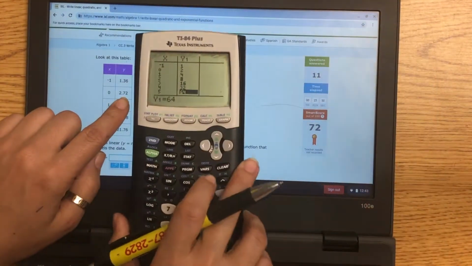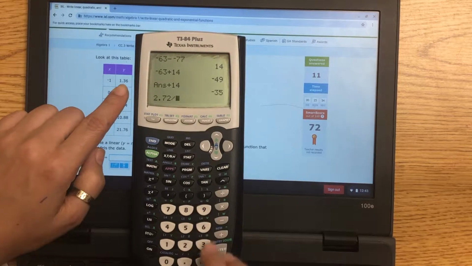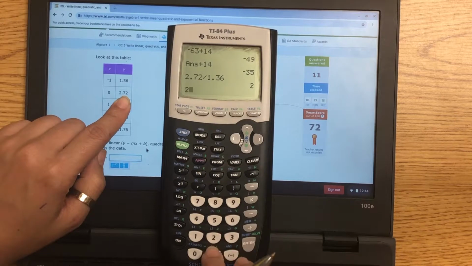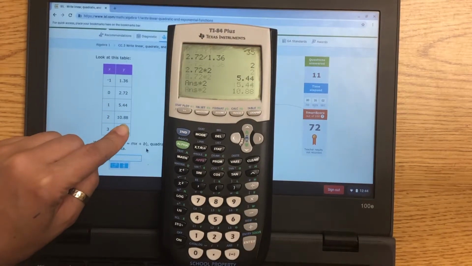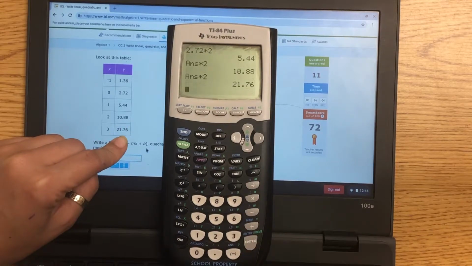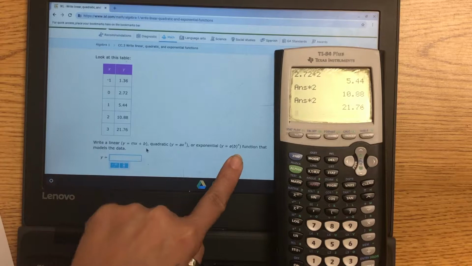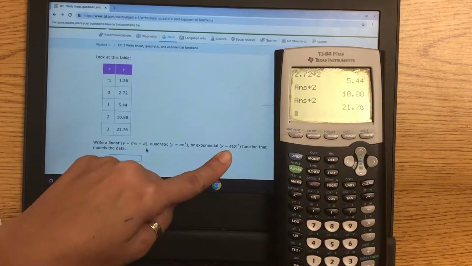All right, another decimal problem. So again, I'm going to start off checking exponential. Second divided by first. 2.72 divided by 1.36 is 2. So if I multiply 2.72 times 2, do I get the next number? Yes, times 2. Yes, times 2. Yes, okay, so this is exponential, times 2. So it's going to be A, my y-intercept, where x equals 0, so it's 2.72.